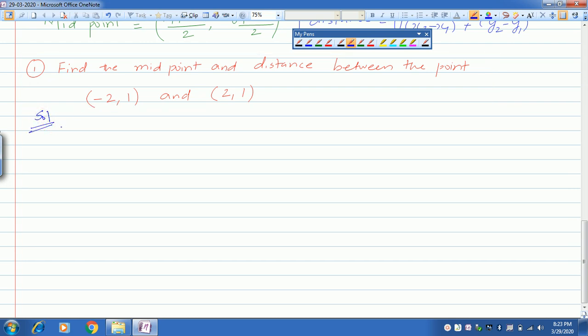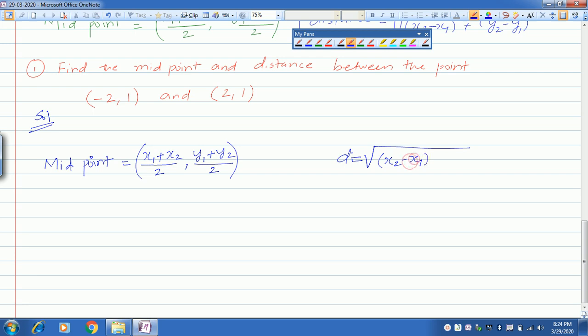Since we know the midpoint formula, which is x1 plus x2 over 2, y1 plus y2 over 2, and the distance formula we know, d is equal to square root of x2 minus x1 whole square plus y2 minus y1 whole square. Either you can write the y term first and the x term second, no problem.